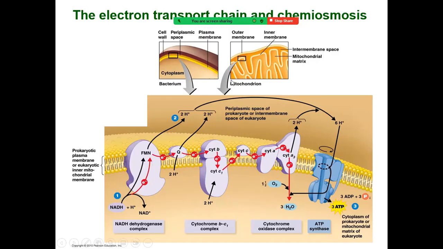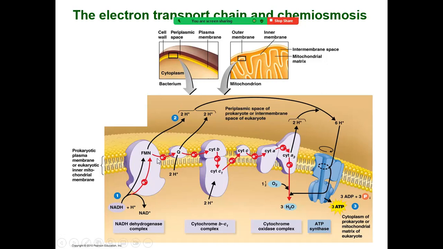In eukaryotes, this happens in the mitochondria. At least the Krebs cycle is in the matrix of the mitochondria, which is here or here. And then the electron transport chain happens in and across the inner membrane of the mitochondria. Now, in bacteria, they don't have a mitochondria, and that happens in the cell membrane.